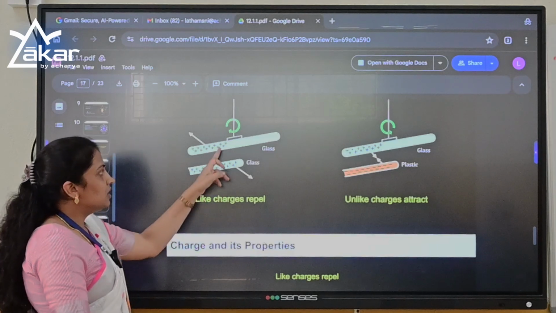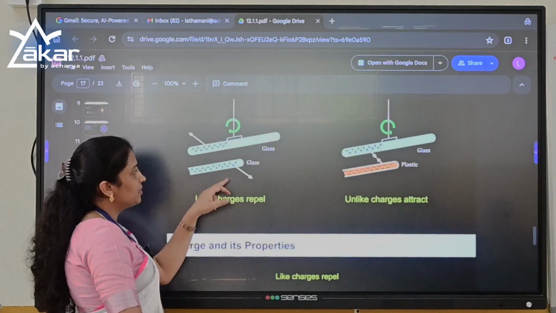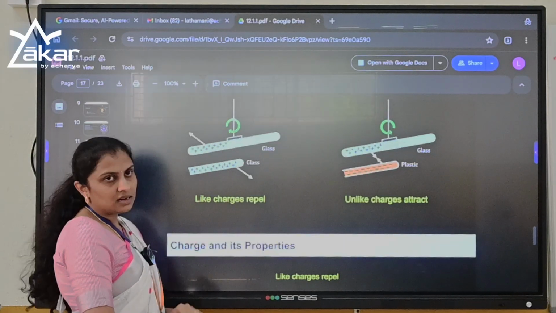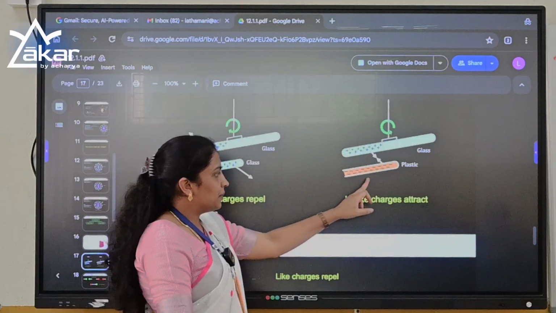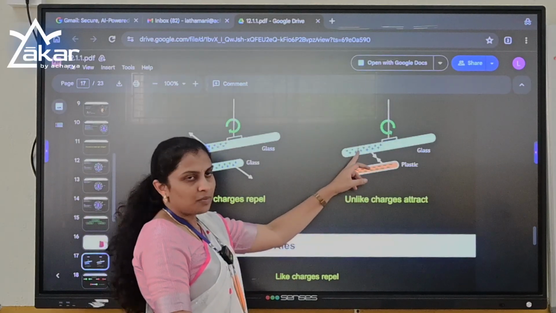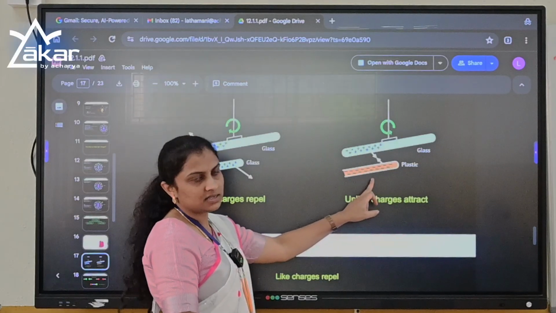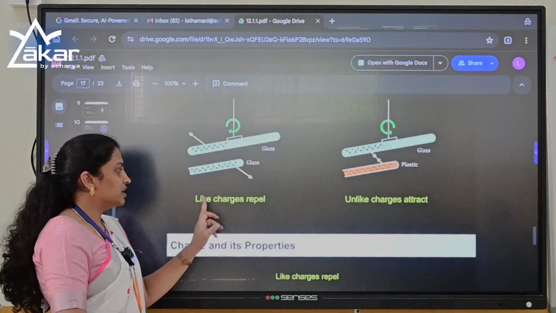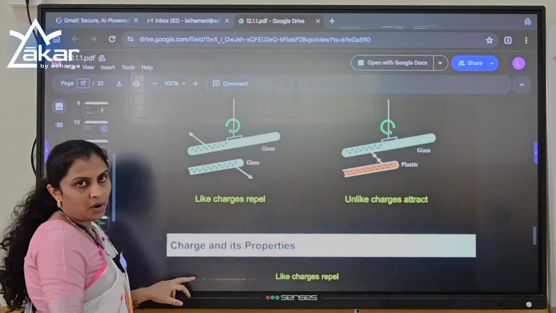See, here I have taken two glass rods. You can take two glass rods and rub them with each other. If you take a glass rod and a glass rod, they repel. Then a glass rod and a plastic rod: the glass rod is positive and the plastic rod is negative, so they are unlike charges and they attract. So what is the first property? Like charges repel, unlike charges attract.